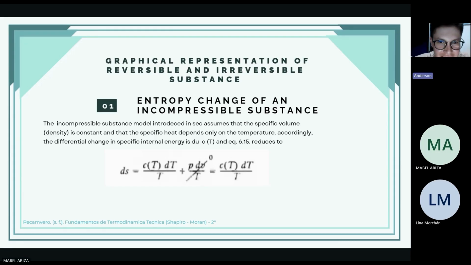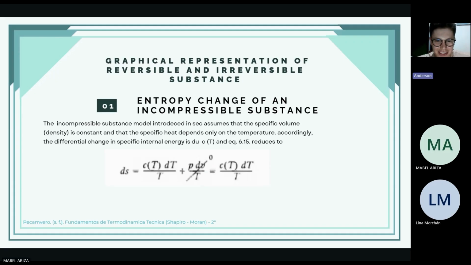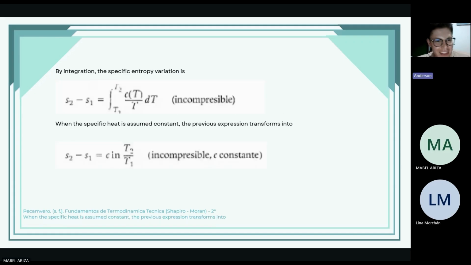Graphical representation of reversible and irreversible processes. Entropy change of an incompressible substance. The incompressible substance model assumes that the specific volume, or density, is constant and that the specific heat depends only on the temperature. Accordingly, the differential change in specific internal energy is du = c dT. By integration, the specific entropy variation is obtained for the incompressible substance. When the specific heat is assumed constant, the previous expression transforms accordingly.